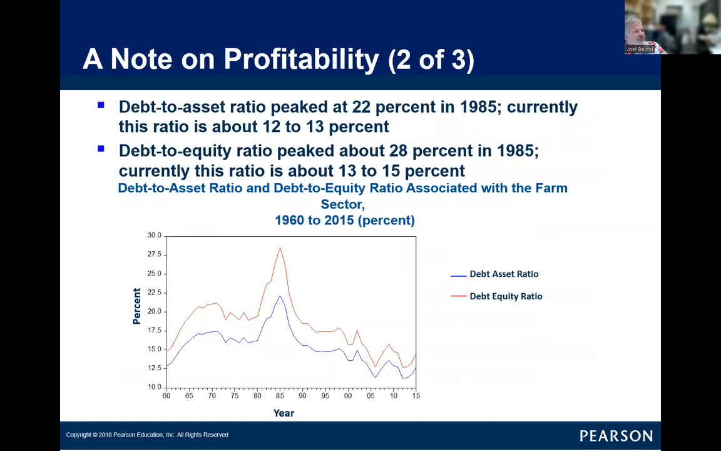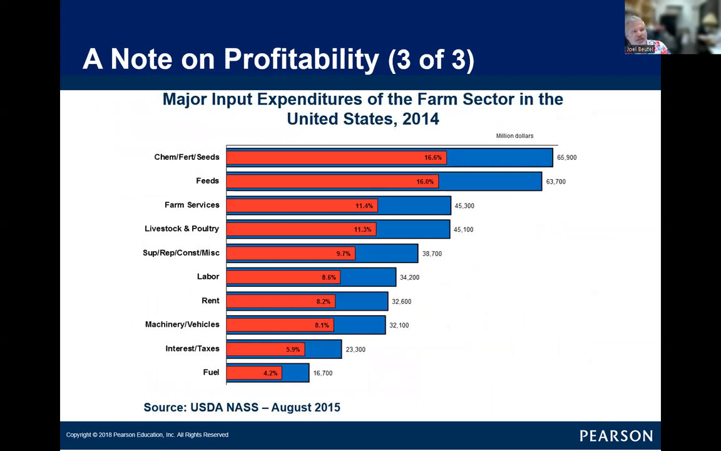So debt to asset ratios peaked in 85 at 22%. Currently, the debt to asset ratio is 12 to 13%. It's pretty low, is what it is. And then debt to equities fell the same pattern. Here's your major input expenditures, and what you can see is most of that goes to chemicals, fertilizer, and seeds, followed by feeds for livestock production. And by the time you get down to actually fuel costs or taxes, it's the lowest part.